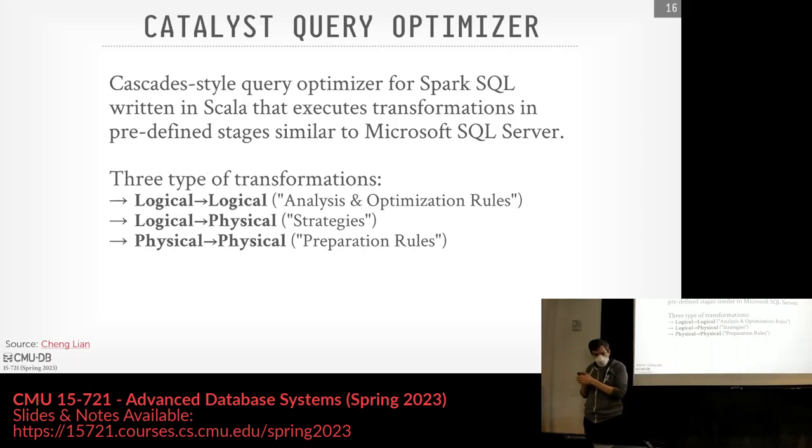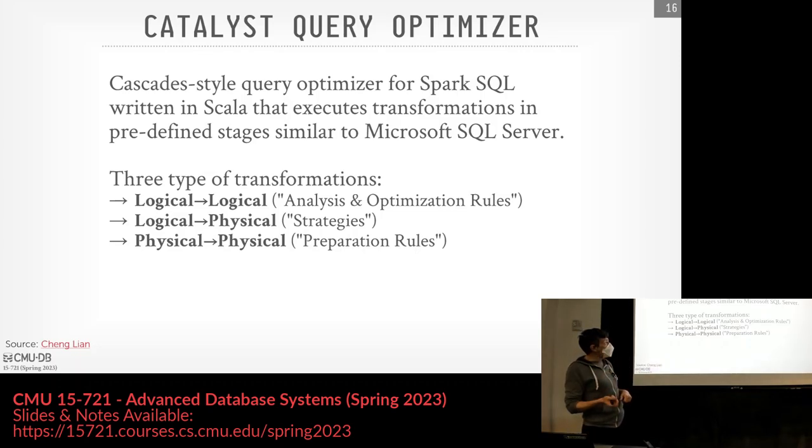All right, so let's talk about query optimization. This paper doesn't really talk about the query optimizer. In the Spark SQL paper from 2015-16, they talk about the Catalyst query optimizer. So what I'll talk about here will be a little bit of what Spark does, but I'll mostly focus on what they've added to Catalyst to make it work for Photon.